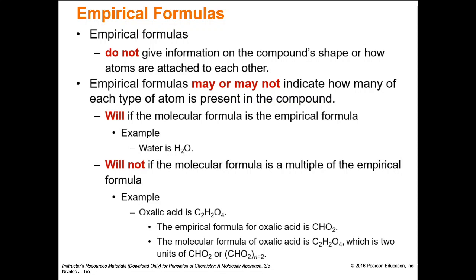So it will if the molecular formula is the empirical formula, so sometimes they're the same, but it will not if the molecular formula is a multiple of the empirical formula. Here we have oxalic acid, C2H2O4. The empirical formula for oxalic acid is CHO2. So notice, again, we're just reducing by 2. It won't always be 2s, but again, another example, we're reducing by 2. So that's the empirical formula, CHO2. The molecular formula of oxalic acid, C2H2O4, is 2 units of the empirical formula. So we just multiply by 2 to get back to the molecular formula.